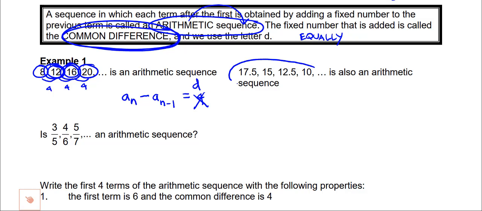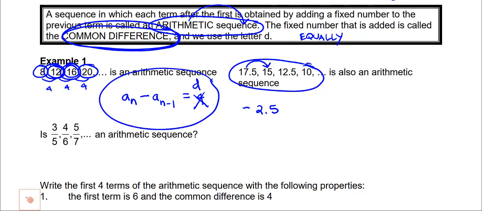Is this arithmetic? What's the difference this time? 2.5 isn't bad, but it's going down. Negative. How do you know? This idea here. You take any term and subtract the previous term. Aren't you going to get a negative? That's the way to tell.